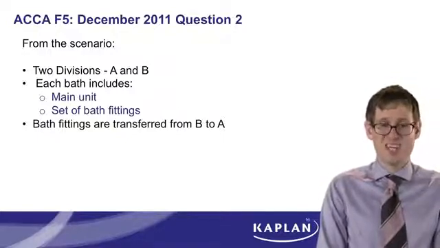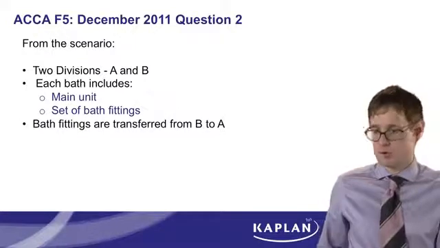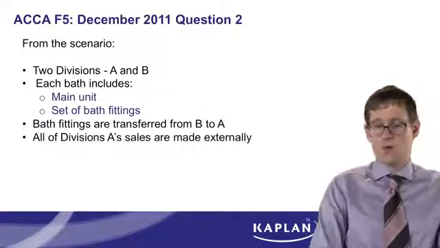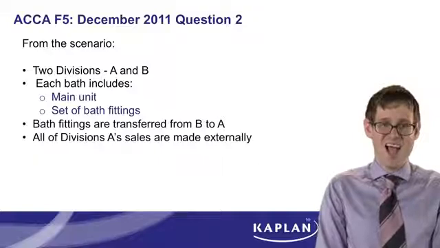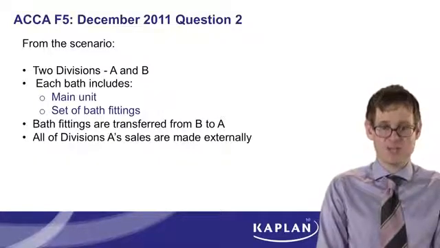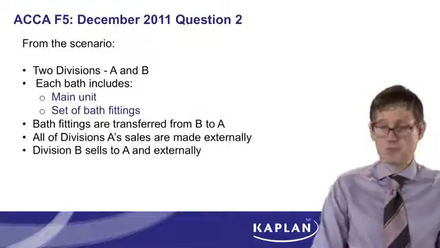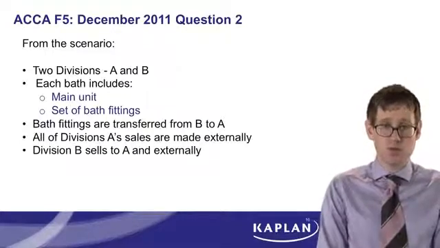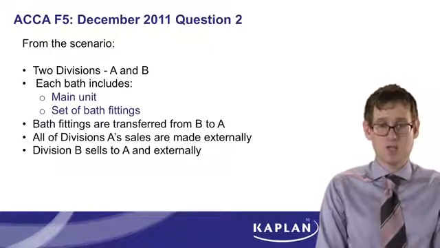Okay, and that money will need to be reflected in our profit statements. Division A's sales are made externally. Division B sells both to Division A, but it also sells externally to the market as well.